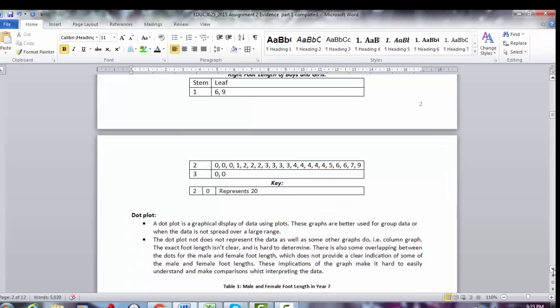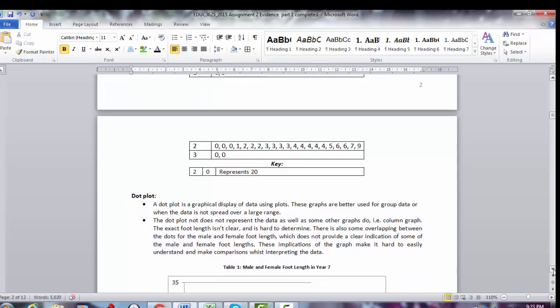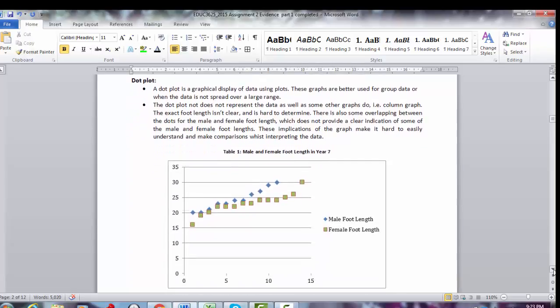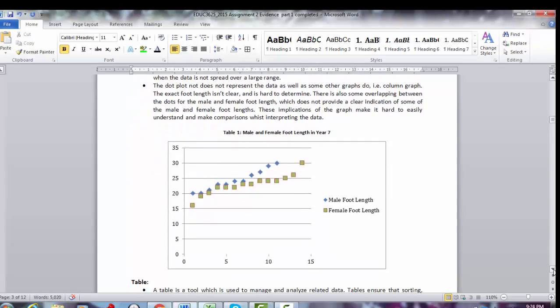So then I went on to create a dot plot. Unfortunately, the dot plot does not represent the data as well as some of the other graphs do, for example, the column graph. But we'll talk about that in a minute. The exact foot length isn't clear and is hard to determine. There is also some overlapping between the dots for the male and female foot length, which I'm circling with my cursor, which does not provide a clear indication of some of the male and female foot lengths. These implications of the graph make it hard to easily understand and make comparisons.